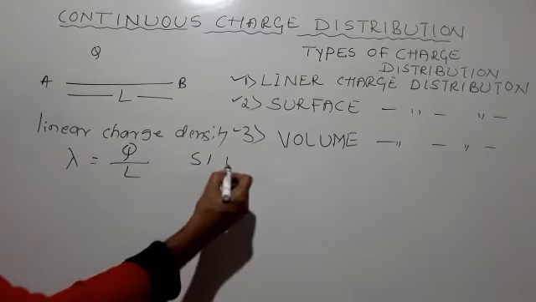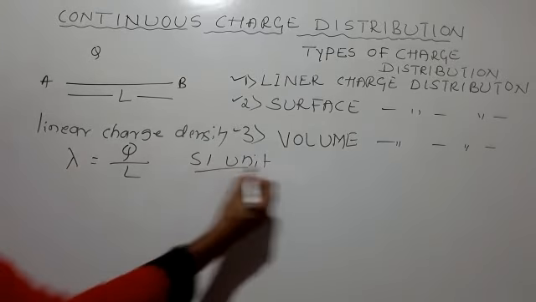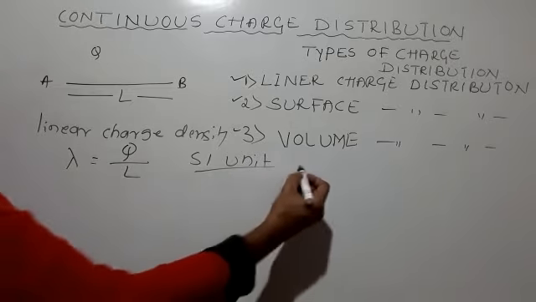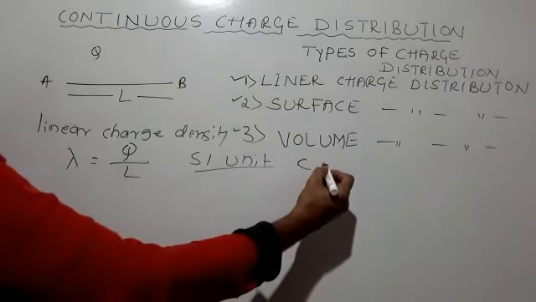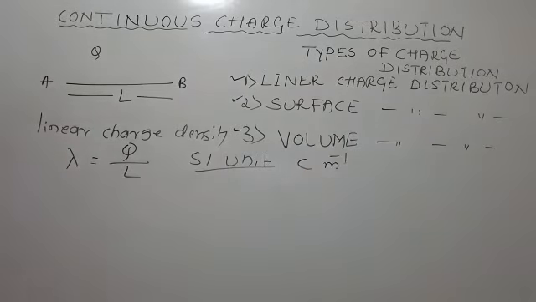Therefore, I can write the SI unit also here. Right? What is the SI unit? Q is coulomb, right? Length is meter. Therefore, coulomb per meter is the SI unit of the linear charge density.